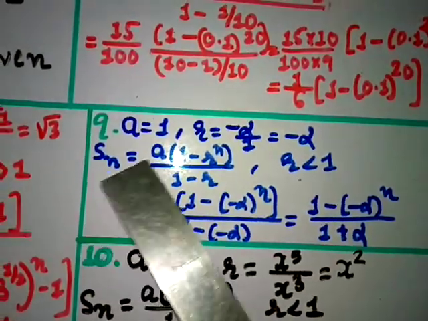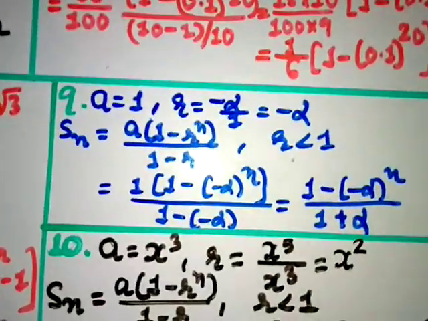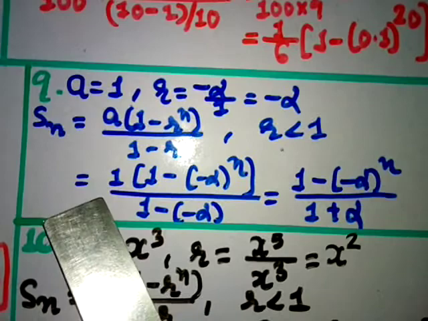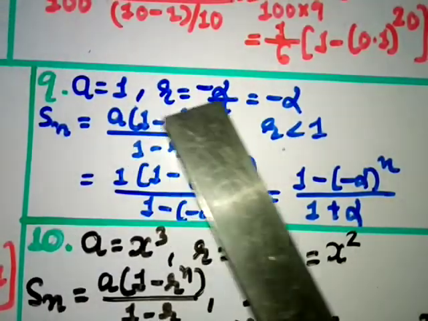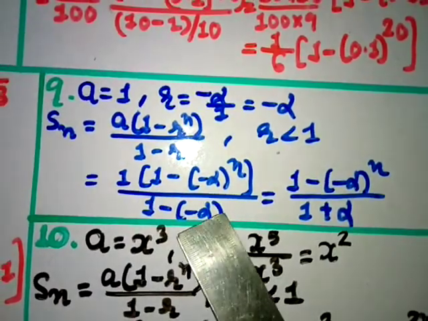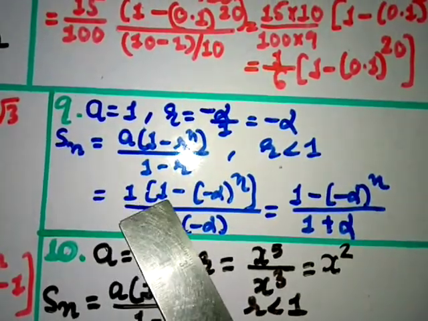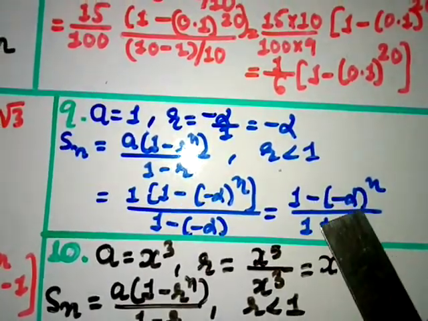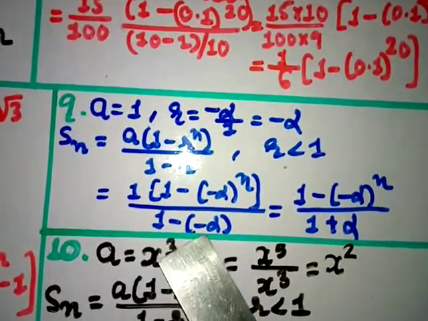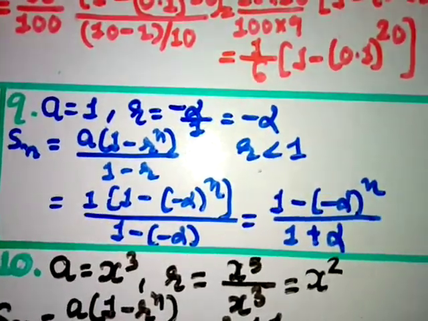So Sn equal to a into 1 minus r power n divided by 1 minus r, where r is less than 1. Place the value, a is 1 into 1 minus, here r can be written as minus a power n divided by 1 minus r, that is 1 plus a. 1 into anything is 1. So this is 1 minus, minus a power n divided by 1 plus a. So that is the sum of the n terms.